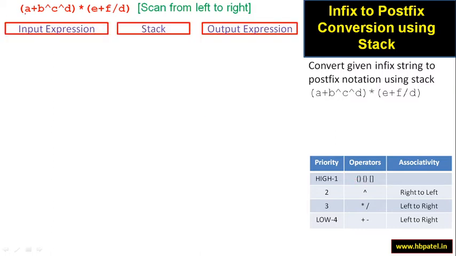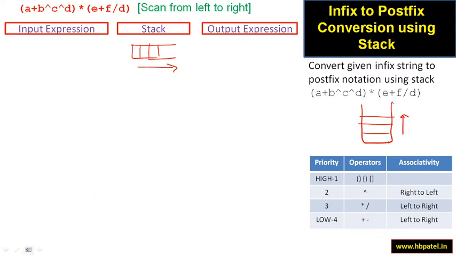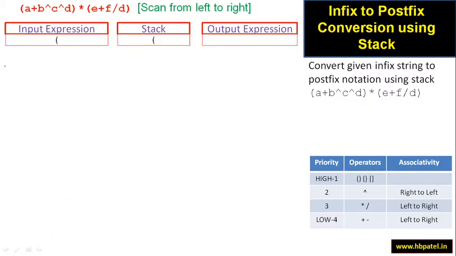So the input expression is this one, and the stack I'm going to draw like this. Somewhere over here I'll be drawing the stack like this, so both are the same. Now let us take it one by one. When I scan from the left, the very first character I get is the bracket, and we know that when you encounter an opening bracket, we push it on the stack. So if I draw the stack over here, this is my opening bracket.